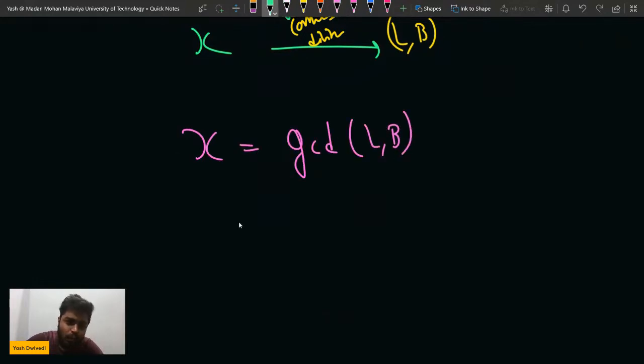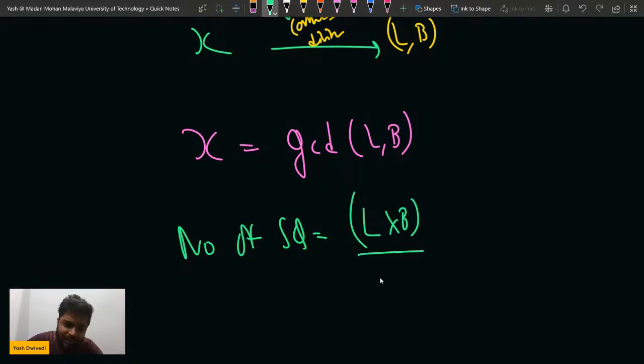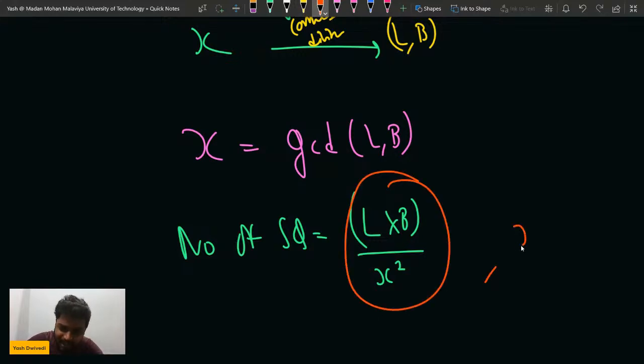Okay. So in that case, what is the number of squares that I will require? The number of squares will be nothing but the total area divided by the area occupied by one square, that is X square, right? So this is the area that I will require, and the square size I'm choosing is X. So I have to return this data.